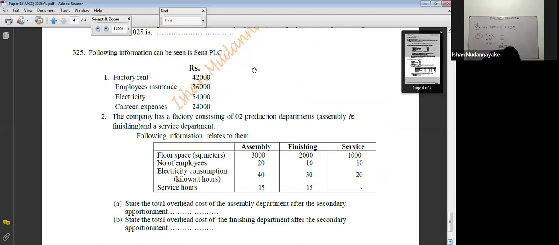The following information can be seen in Stena PLC: factory rent, employee insurance, electricity, canteen expenses. The company has a factory consisting of two production departments, assembly and finishing, and a service department. The following information relates to them: number of employees, electricity consumption in kilowatt hours, service hours. State the total overhead cost of the assembly department after the secondary apportionment. State the total overhead cost of the finishing department after the secondary apportionment.